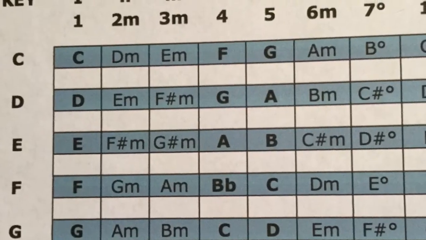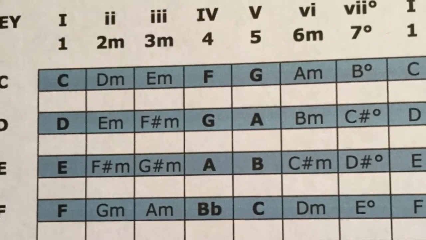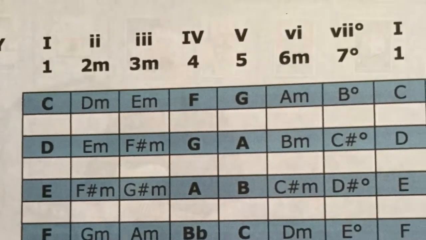In the Nashville numbers, they use Roman numerals to number the chords. So in the key of C, you have a chord progression in the scale. So that would be C, D minor, E minor, F major, G major, A minor, B diminished, and C, back to C again, an octave higher.